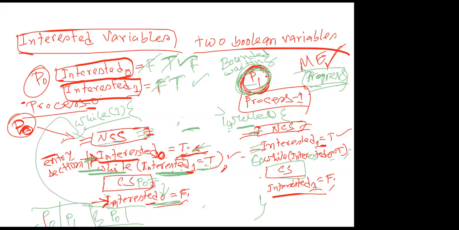Let's see. It will execute the non-critical section code first and make its interest T, so interested 0 is T. When it exited, it made it F, so now it goes from F to T. Now, while interested 1 equals T: currently interested 1 equals T, so it will execute this while loop. So there is no way it will enter the critical section again while process P1 is waiting.